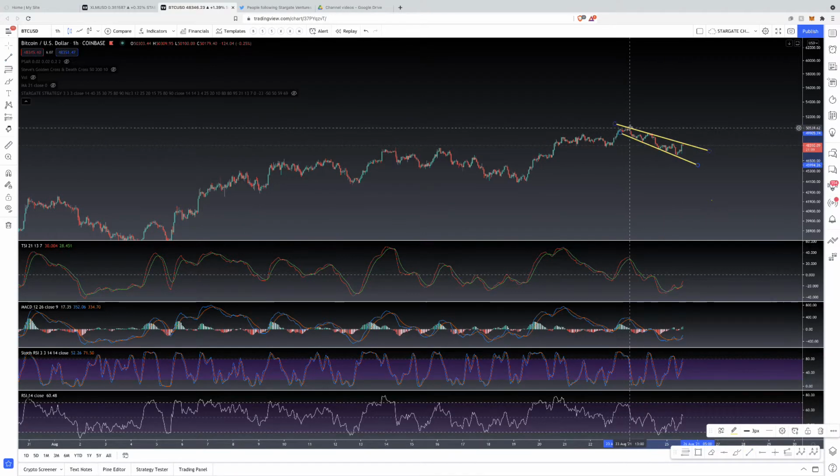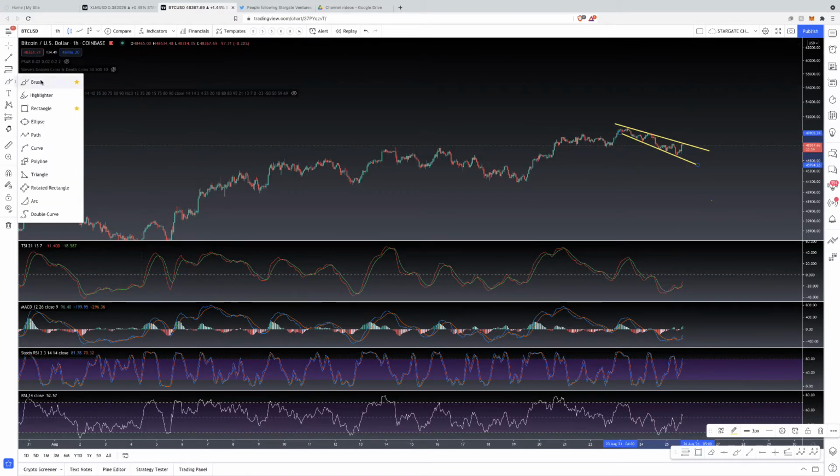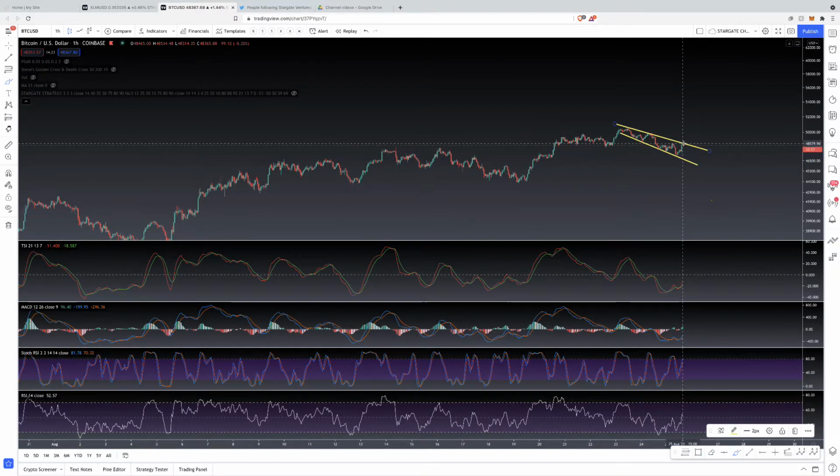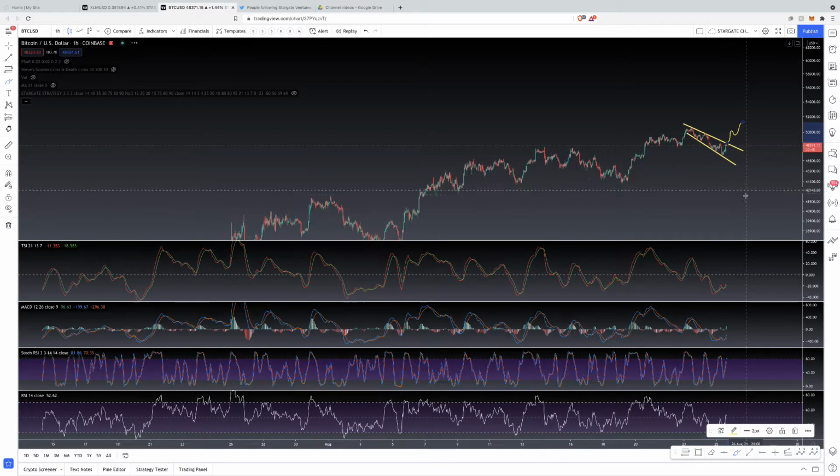We have lower highs. We have a high and a low, lower high, lower low, lower high, lower low. We want to see this come up to see a trend reversal, break through this upper trend line, and then start to make higher highs, higher lows. So that's what we want to look out for.